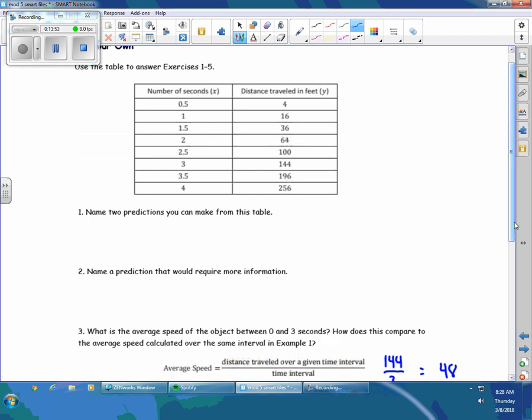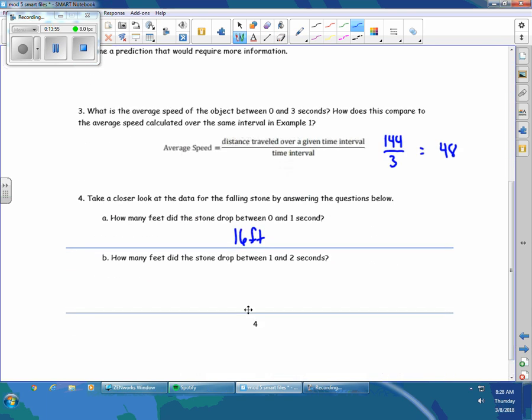So I'm going to have to do a little bit of math here. I have to take 64 and subtract 16 because I only want where it was at 1 second, where it was at 2 seconds. I don't want from 0 to 1 second. So 64 minus 16, we're talking 48 feet. So it dropped 48 feet between 1 and 2 seconds.